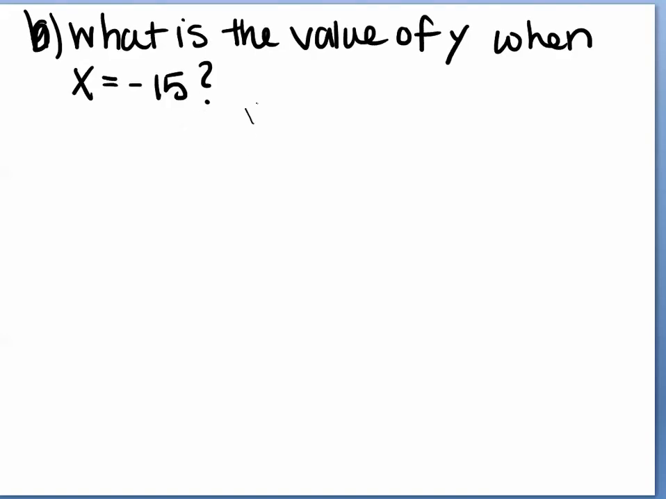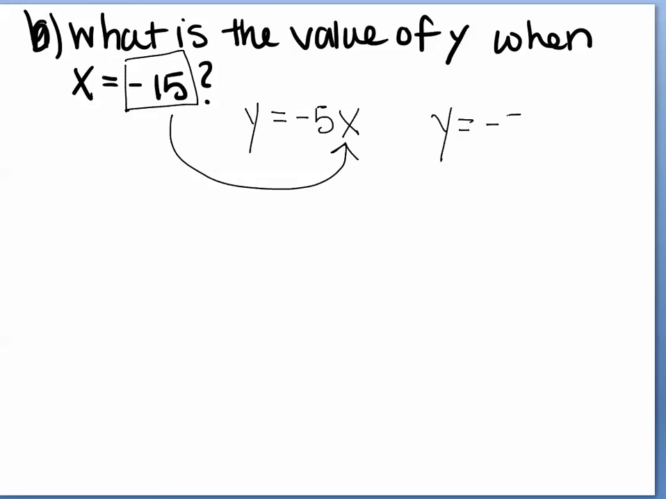This is using y equals negative 5x. So our k is negative 5. So really, it's just plug in x with negative 15. So take this negative 15 and put it in right there and solve for y. So I'm going to get y equals negative 5 times negative 15. Negative times a negative is a positive, and 5 times 15 is 75, and there's your answer.